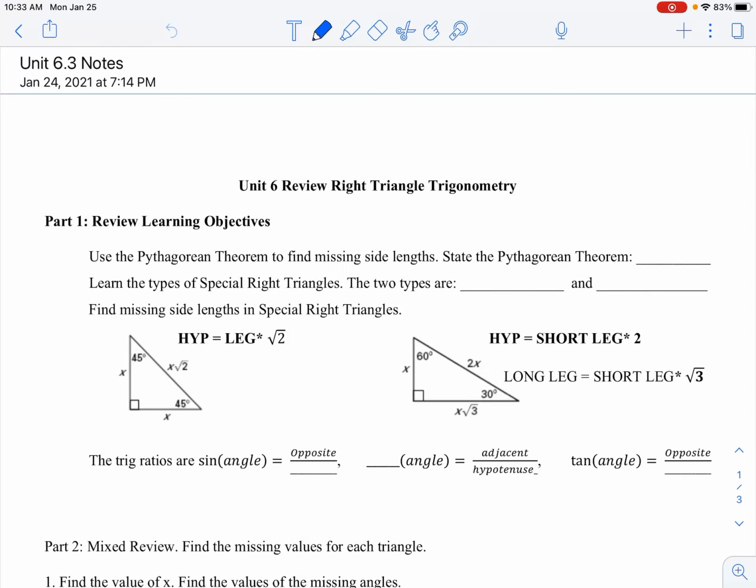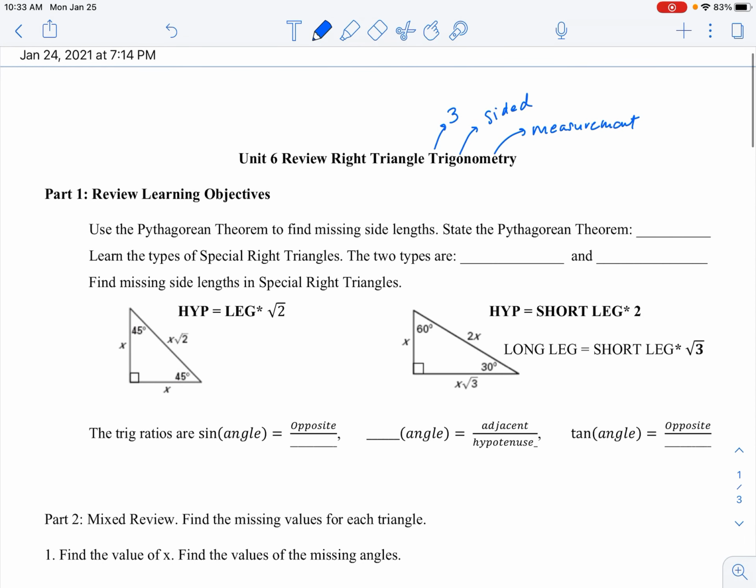In this video, we will be reviewing some right triangle trigonometry. By the way, did you know that the word trigonometry means three-sided measurement, which is really just the measurement of triangles?